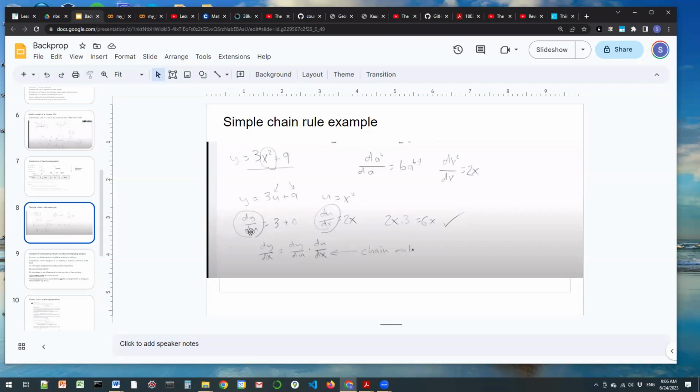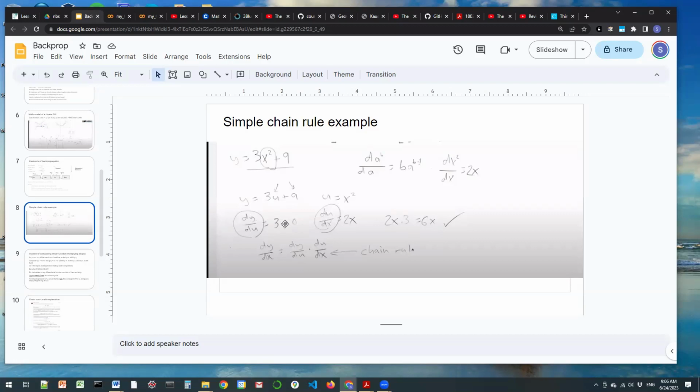We first compute dy by du. When we do that, again, with simple rules of differentiation, this is 3 times u to the power of 1, I'm sorry. And so using this, we come to u to the power of 0 here, which is 1. So we arrive at dy by du is 3. Then we also compute du by dx, which according to this equation is 2x.